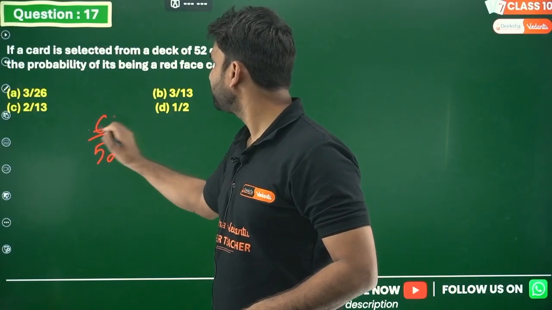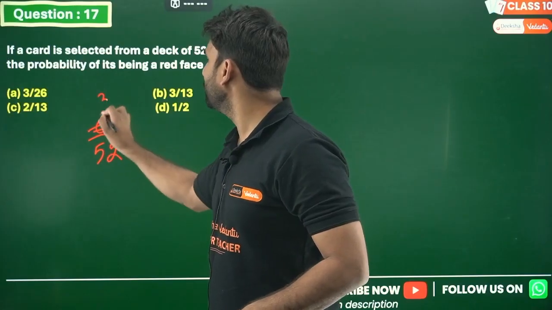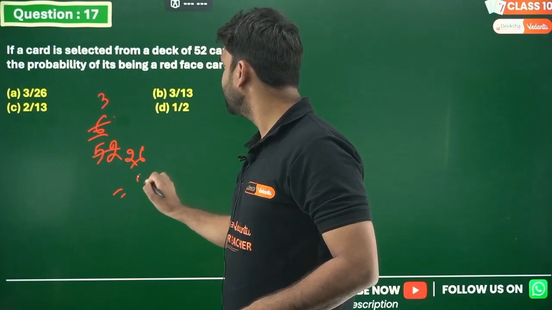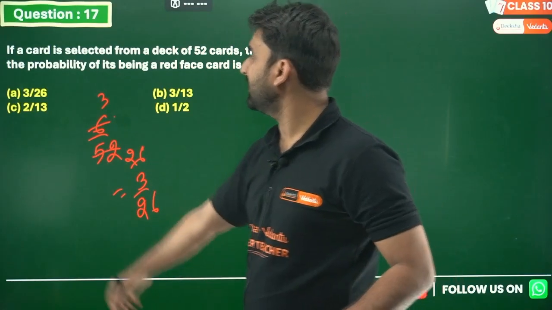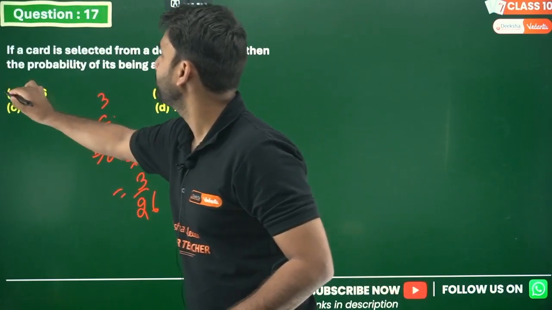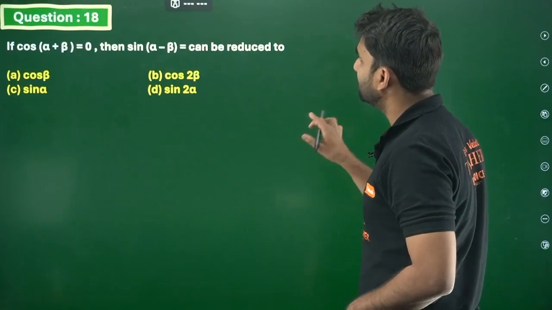Can we cancel this? 3 times 2 is 6, and 26 times 2 is 52. So 3 by 26 is the correct answer. I think option number A will be the correct answer. Now moving to question number 17.